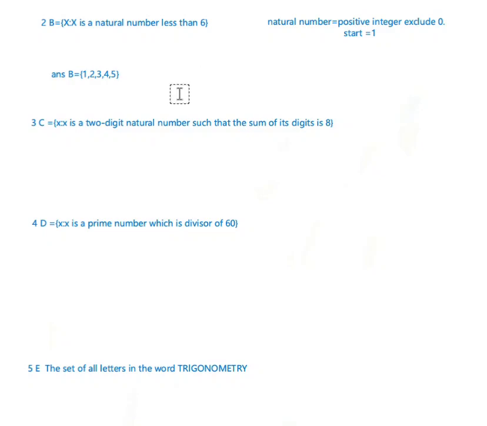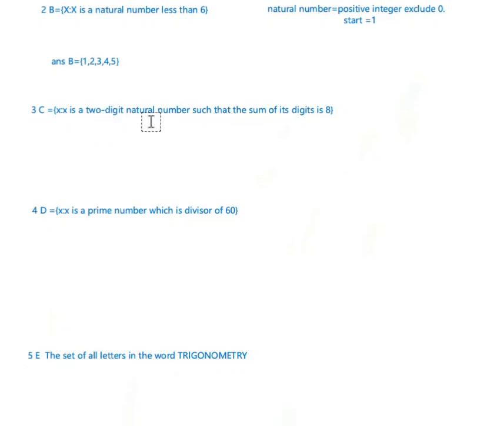Now it comes to the third. x is a 2-digit natural number. What is a natural number? It starts from 1 and consists of whole numbers. Natural numbers such that the sum of its digits is 8. So 2-digit numbers start from 10 and go till 99. These are the 2-digit natural numbers. So we have to think step by step.